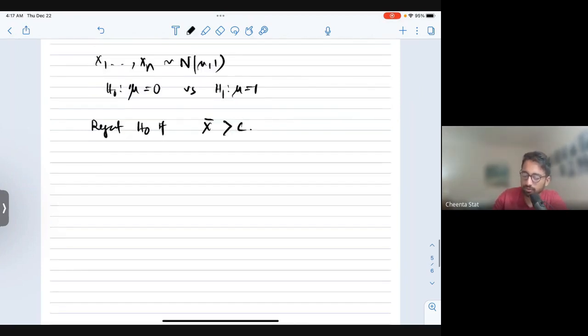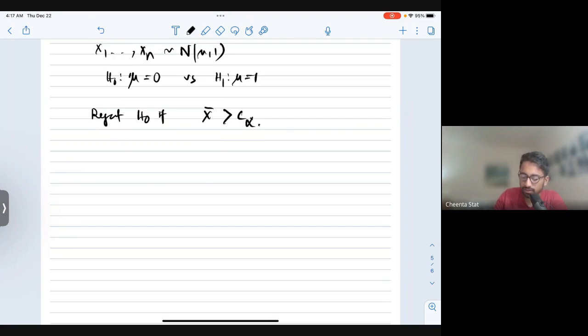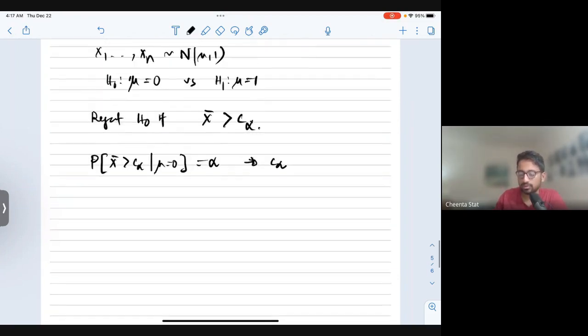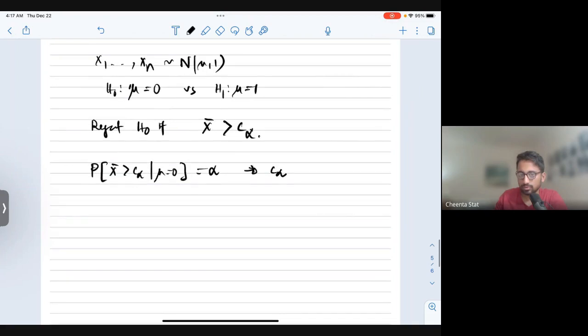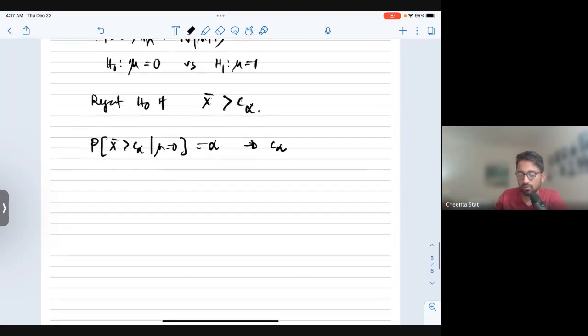So for alpha, what do we do? We want to find c such that the probability that X bar is greater than c, that is, we reject, given H0 is true, that is mu equals 0, is alpha. This is the type 1 error. You have to know these things. And from this we get c alpha.